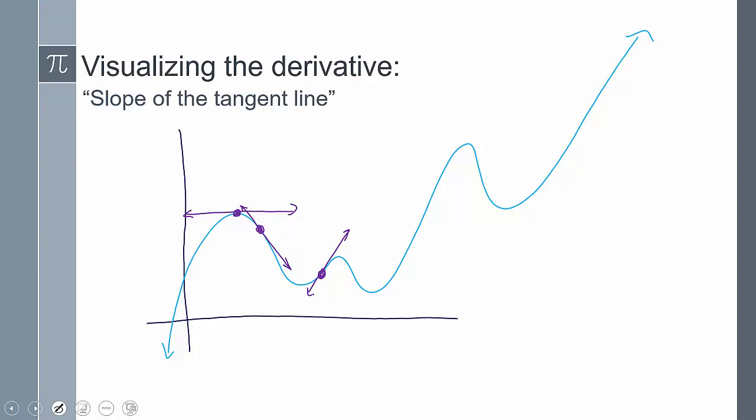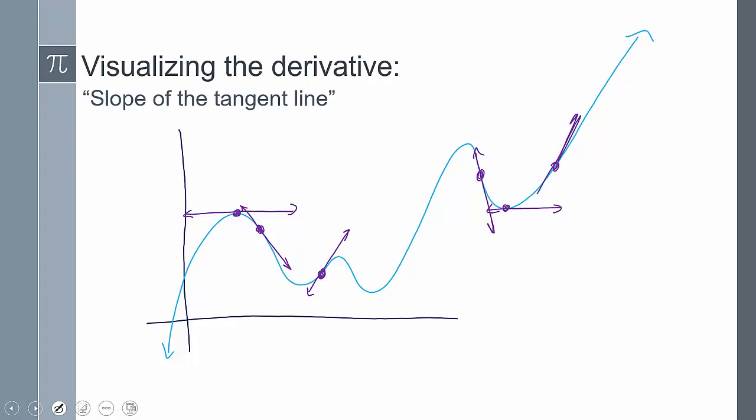Now, I think a good way to visualize it is if a caterpillar was walking along this graph, and you imagine this caterpillar moving around, how the caterpillar is lying on top of the graph is essentially that tangent line, or the slope that represents the tangent line. And so depending on the point that's being picked, we know that the slope is constantly changing here.